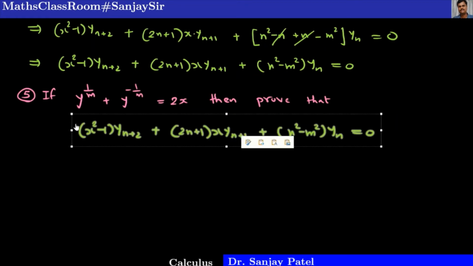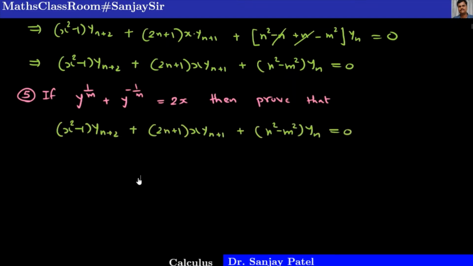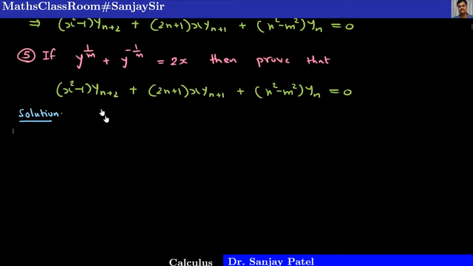Okay, so we have to show this thing. Let us solve this problem. It looks like a new problem, but we can transform it into the previous one. So let us start with the given function or relation here: y raised to 1 upon m plus y raised to minus 1 upon m is equal to 2x.